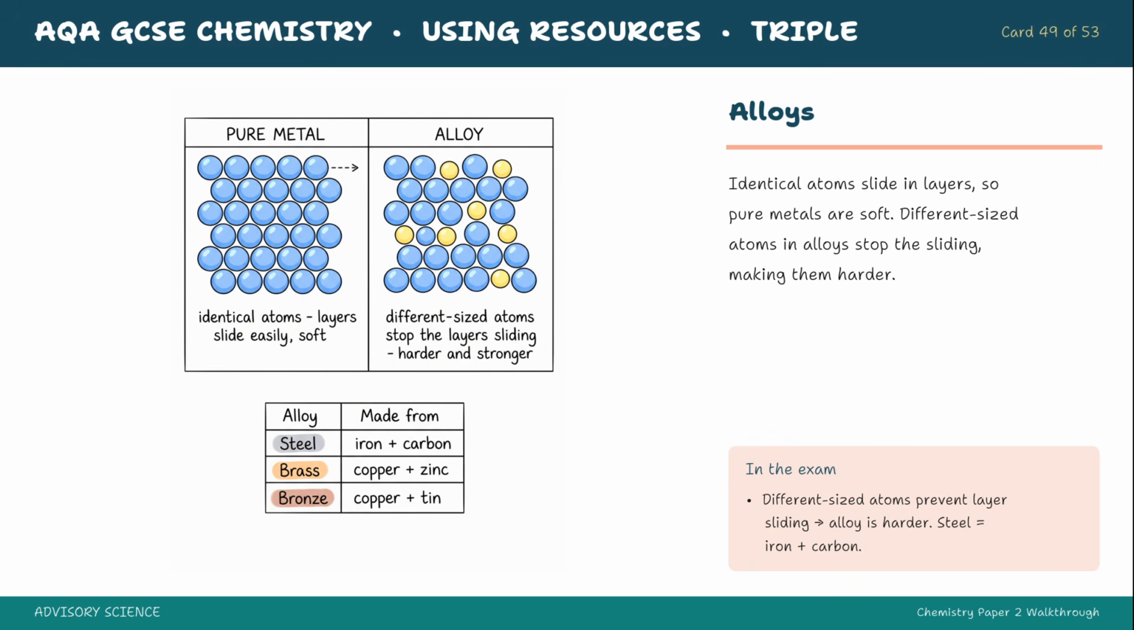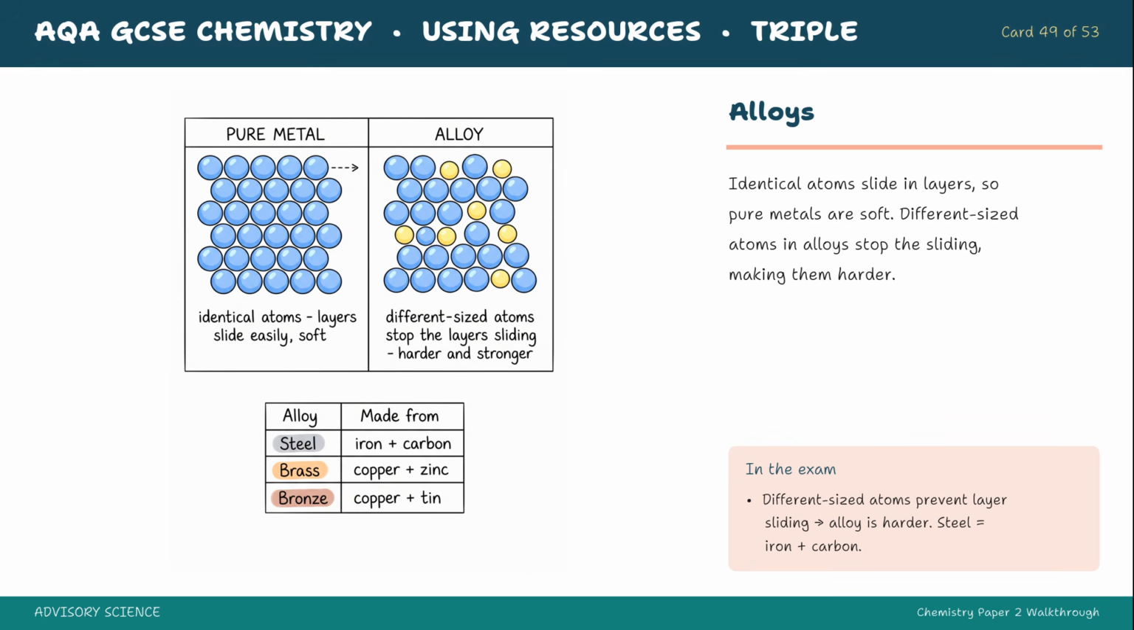Steel is an alloy of iron with carbon. High carbon steel is hard but brittle, while low carbon steel is softer and easily shaped. Stainless steel contains chromium and nickel to resist corrosion. Bronze is copper with tin, and brass is copper with zinc.